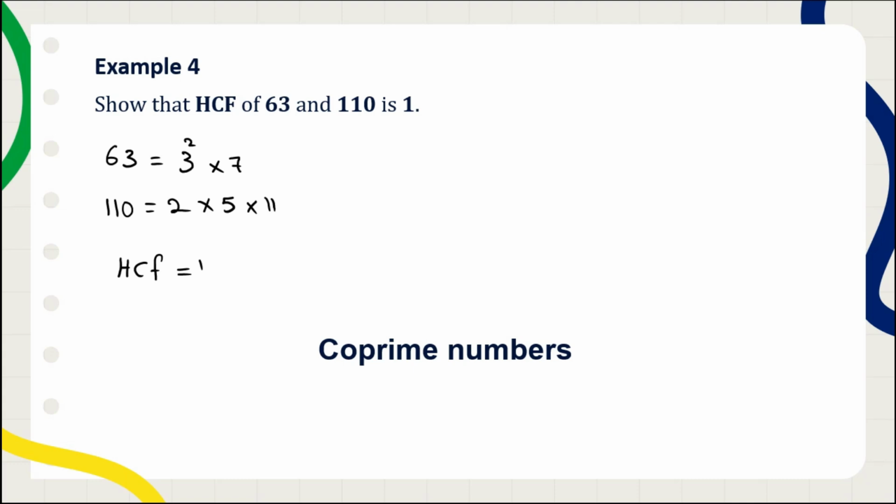So here is the key idea to remember, that two numbers are called coprime if their HCF is 1. It doesn't matter whether the numbers are prime or composite. The only thing that matters is that their only common factor is 1.